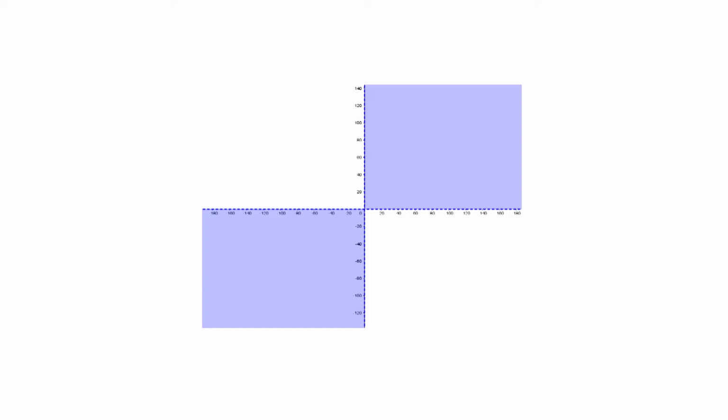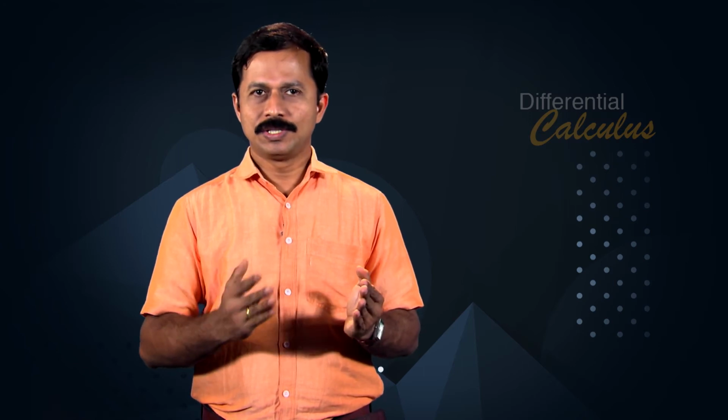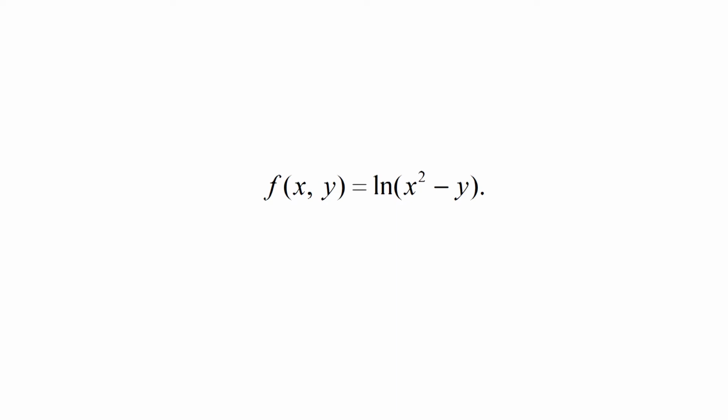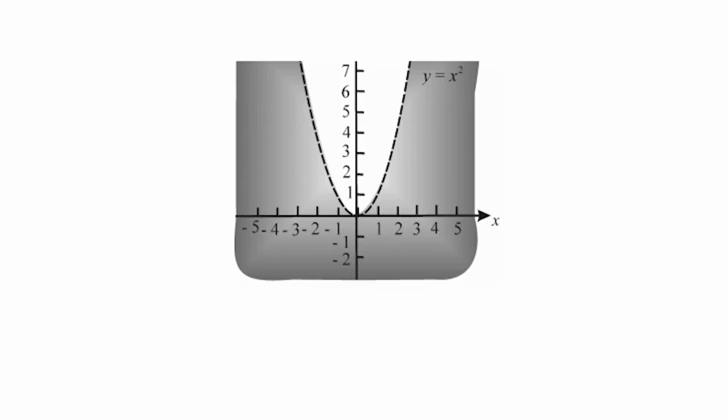As another example, we sketch the natural domain of the function f(x, y) equals the natural logarithm of x squared minus y. We know that the domain of the natural logarithm function is the set of positive real numbers. Hence, the function f(x, y) equals ln(x squared minus y) is defined only when x squared minus y is strictly greater than 0, or x squared is strictly greater than y, or y is less than x squared. We first sketch the parabola y equals x squared as a dashed curve.